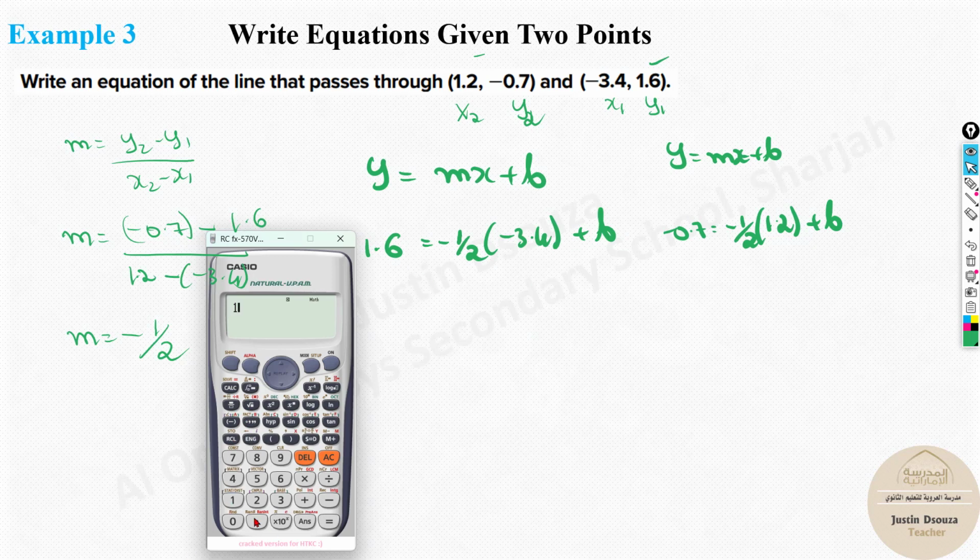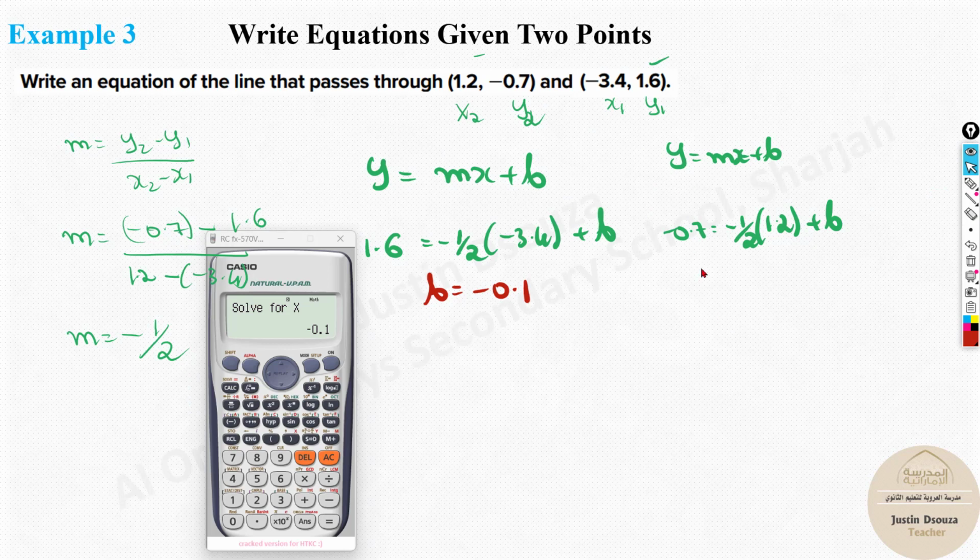I'm just typing it out. 1.6 equals negative half, that is 1 by 2, multiplied with negative 3.4, plus alpha x. Shift and solve, what is the answer? It's negative 0.1. Let me just write it out over here. So the answer is, b value is negative 0.1. Fine. What about the next one?